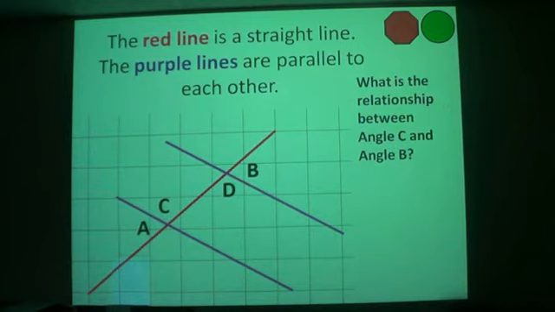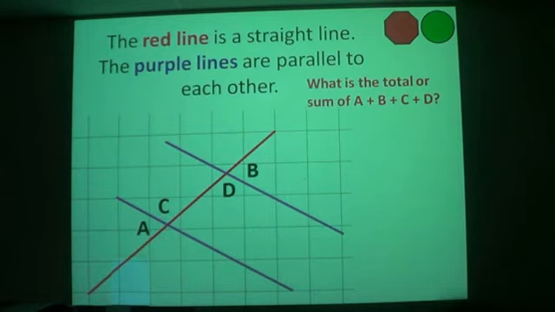What is the relationship between angle C and B? Click on the stop sign. They are supplemental angles. Angle C, this is also angle C. This amount right here is the same as that amount right there, which, by the way, is exactly the same amount right there. So C equals D. But the question was, what's the relationship between C and B? And that is, they are supplemental angles totaling 180 degrees.